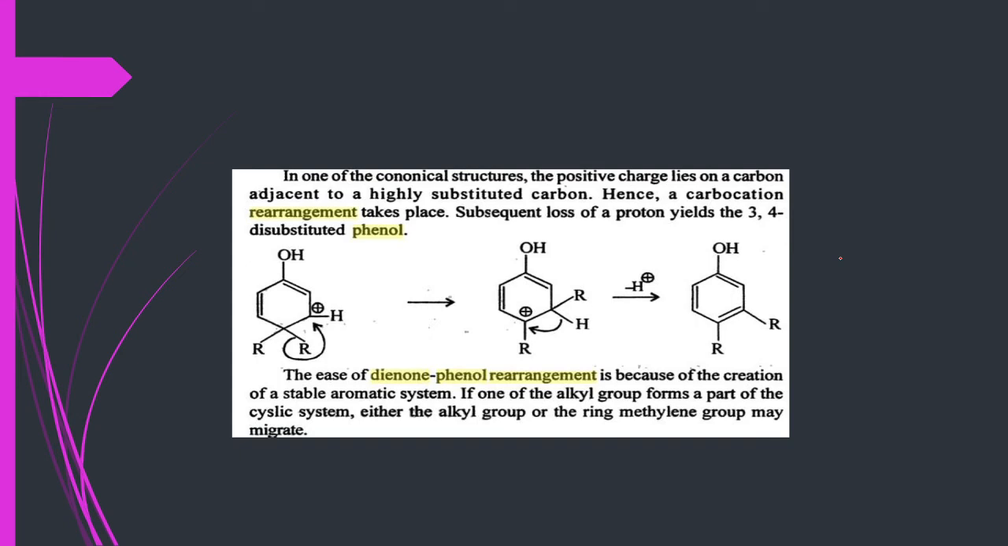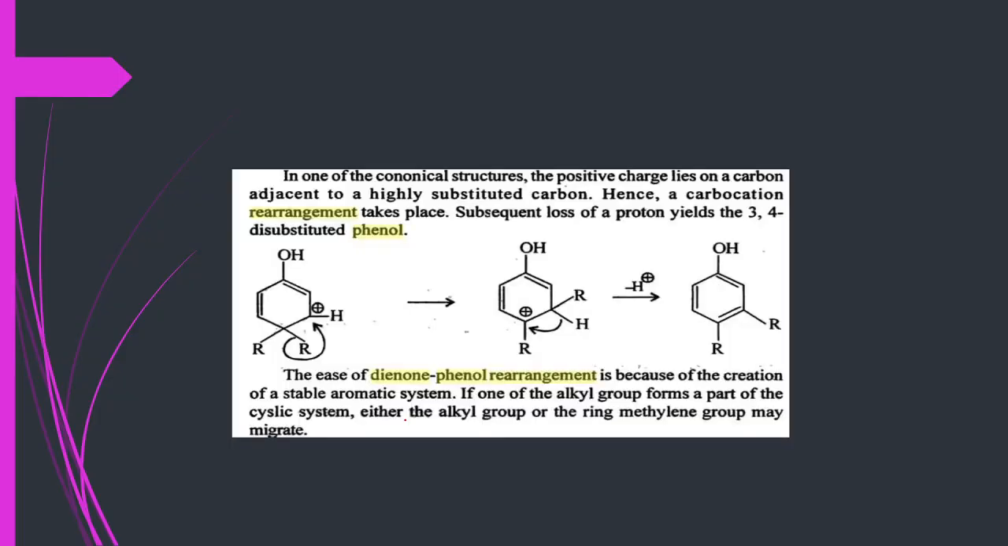In one of the canonical structures, the positive charge lies on the carbon adjacent to a highly substituted carbon. Hence a carbocation rearrangement is taking place. First, the carbocation is formed here, then it is shifted to this position, and subsequent loss of a proton yields a disubstituted phenol. The ease of this dienone-phenol rearrangement is because of the creation of a stable aromatic system. If one of the alkyl groups forms a part of the cyclic ring, either the alkyl group or the ring methylene group itself may migrate.